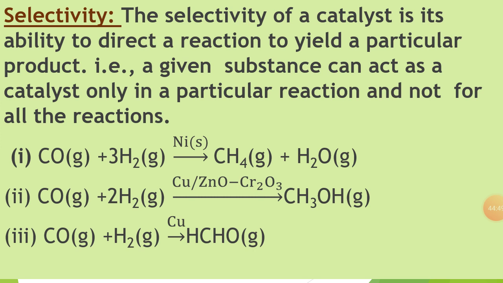But when CO plus 2H2 are combined in presence of a catalyst copper, zinc oxide, chromium oxide, the product is methyl alcohol. And when CO plus H2 gas is passed through the copper catalyst, the product is formaldehyde. So these reactions show the selectivity of a catalyst. A particular catalyst has the ability to direct a particular reaction, but not all reactions. That indicates the selectivity of a catalyst.